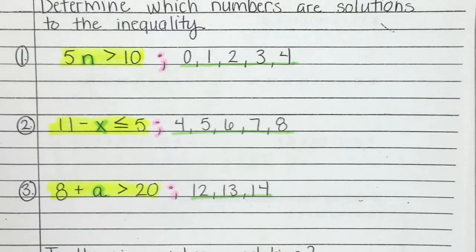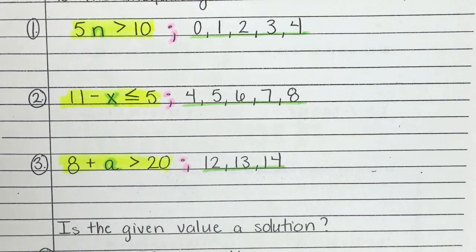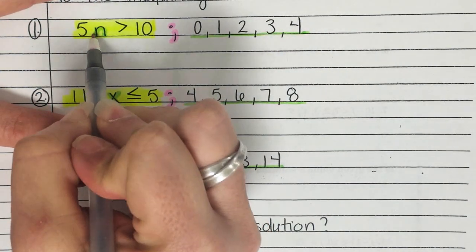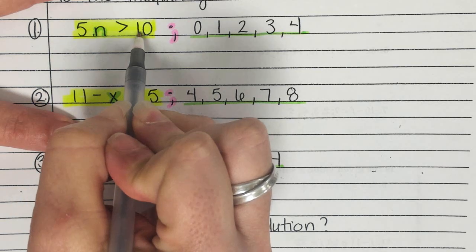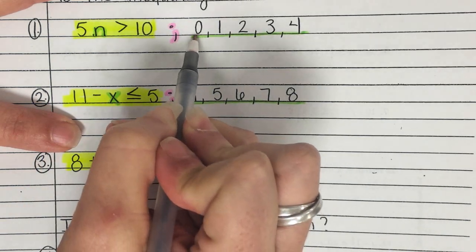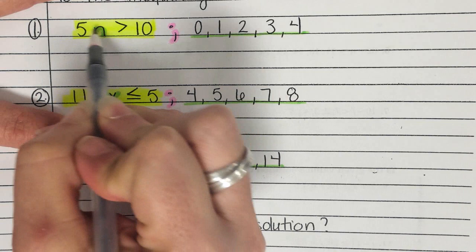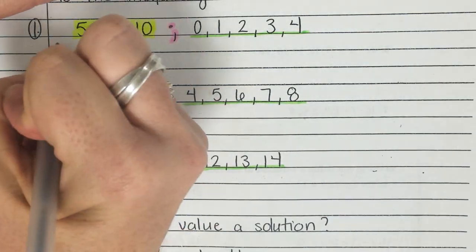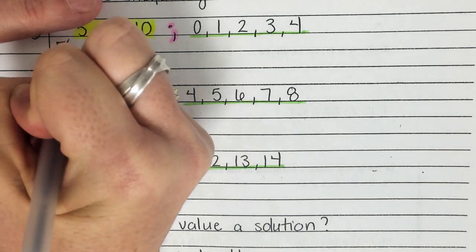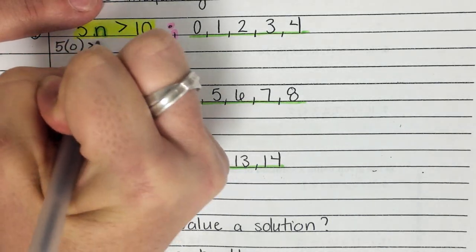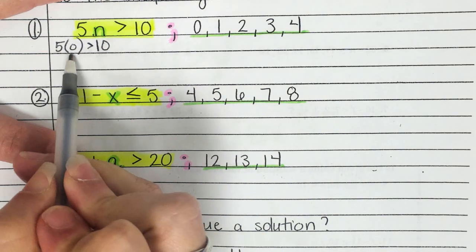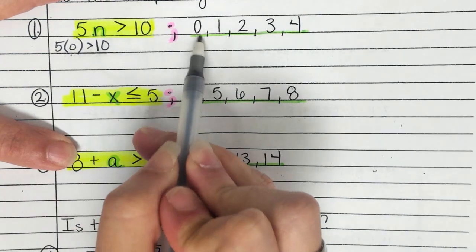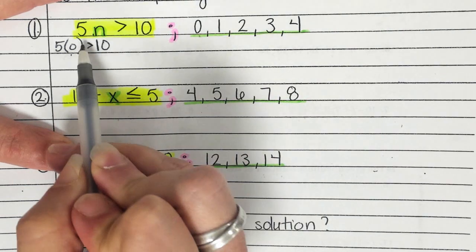What we're going to do is, so for number 1 here, the inequality is 5 times n is greater than 10. So I'm going to start out with this 0. Now, luckily, I don't have to copy it that way. I can jump straight into filling it in, which is nice. But you have to show this step. So step 1 is show me what you filled in your variable with. So 5 times 0 is greater than 10.